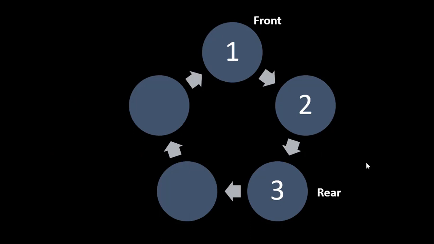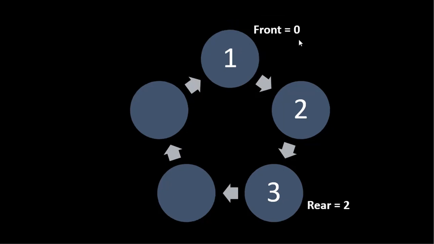I'm just giving you a demo of how you can imagine it. This is front pointing to the first element, and this is the rear which is pointing to the last element. Right now we have only 3 elements filled with values. So the last element, where the value is 3, is considered the rear, and the first element is considered the front. Here we have given front equal to 0 and rear equal to 2, and these are the indexes. By default front and rear always remain -1.